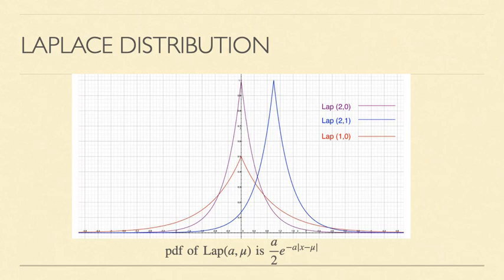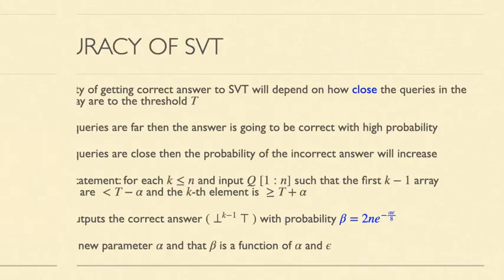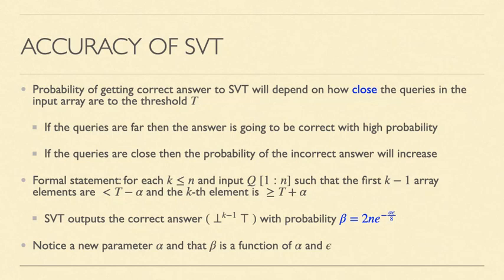So from this PDF, or this picture of the PDF, what we can conclude is that the probability of getting the correct answer to SVT will depend upon how close the queries in the input array are to the threshold. So if the queries are really close, the probability of inaccuracy is going to increase. If the queries are far away from the threshold, then the probability of getting the correct answer will increase.